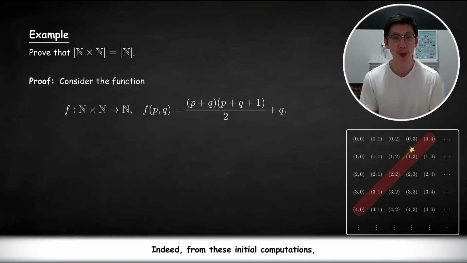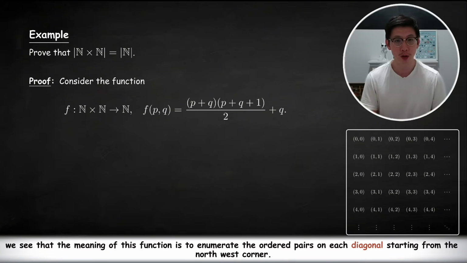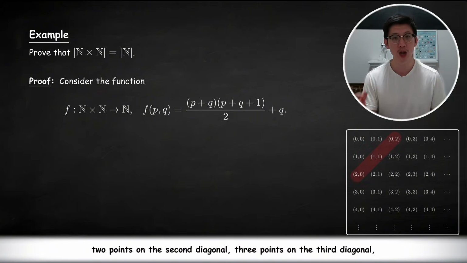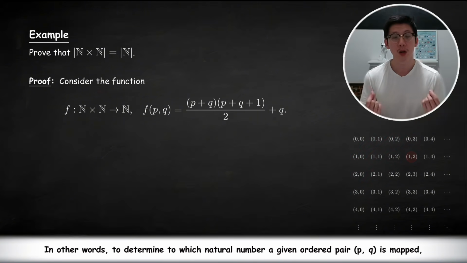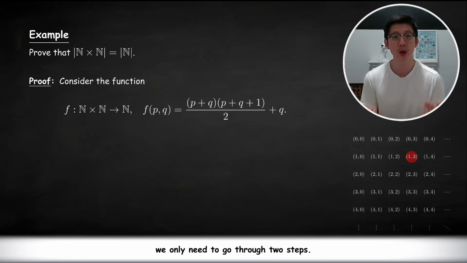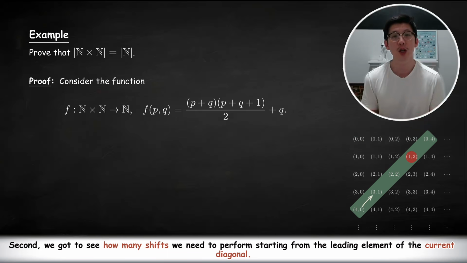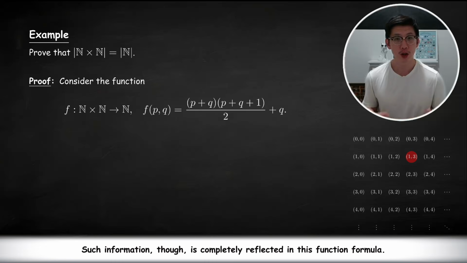Indeed, from these initial computations, we see that the meaning of this function is to enumerate the ordered pairs on each diagonal, starting from the northwest corner. There is only 1 point on the first diagonal, 2 points on the second diagonal, 3 points on the third diagonal, and 4 points on the fourth diagonal. In other words, to determine to which natural number a given ordered pair (p, q) is mapped, we only need to go through 2 steps. First, we will compute the total number of points contained in earlier diagonals. Second, we have to see how many shifts we need to perform starting from the leading element of the current diagonal. Such information, though, is completely reflected in this function formula.